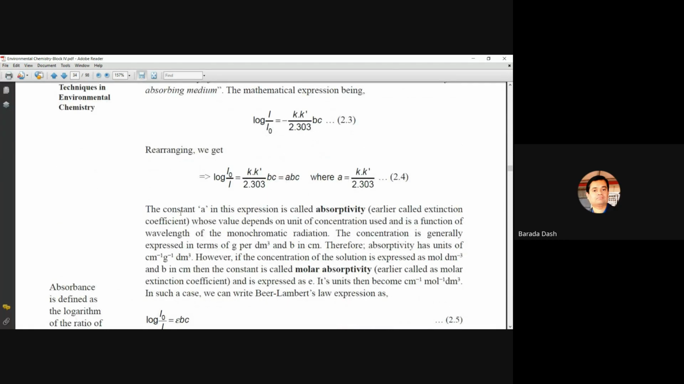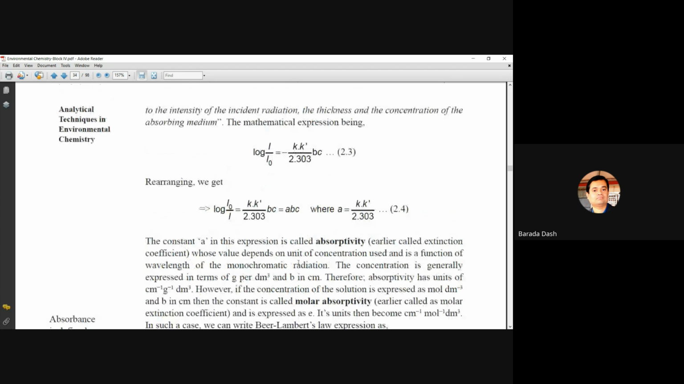So yes, the constant A in this expression is called absorptivity, earlier called the extinction coefficient, whose value depends on the unit of concentration used, and is a function of wavelength of the monochromatic radiation. The concentration is generally expressed in terms of gram. So this is A. Where is the A?